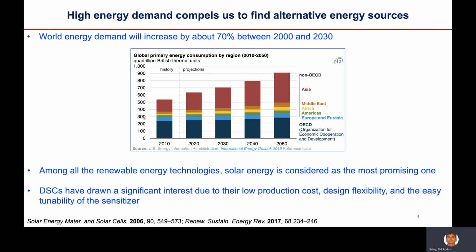Now let's jump to the main part of the presentation. It is said that the world energy demand will increase by about 70% between 2000 and 2030, whereas EIA predicts about 50% increase by 2050, as can be seen from this bar plot. This ever-increasing need for energy compels the scientific community to search for renewable energy sources. Dye-sensitized solar cells are an attractive alternative energy source due to their excellent durability, cleaner environmental footprint, and the ability to tune the photosensitizer to absorb light in a particular region of the solar spectrum.